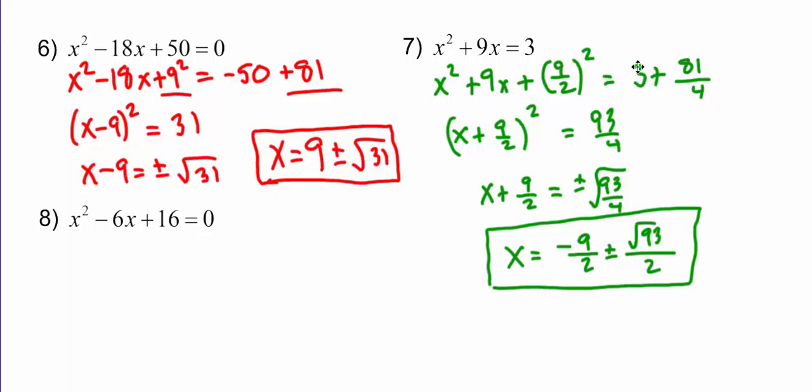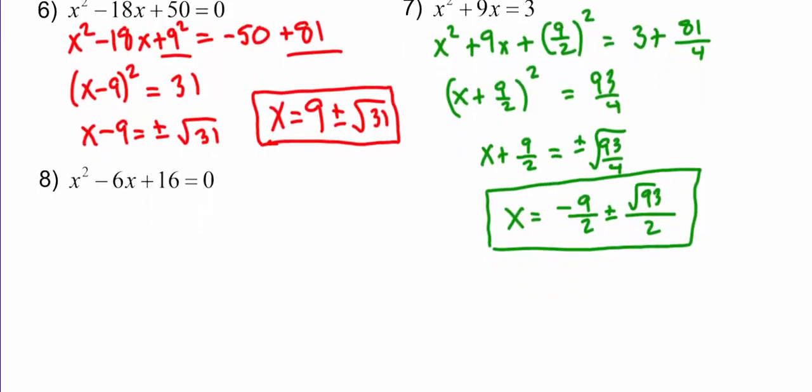If you add 3 to that, that would be 12 fourths. And you can follow along with what I've done here. In the end, I know the square root of 4 is 2, so I went ahead and pulled that out and just made it negative 9 plus or minus the square root of 93 all over 2, or you can separate it like I've written it here. All right, I know the numbers weren't quite as nice on that one, but again, it's the same process. All right, let's look at number 8.